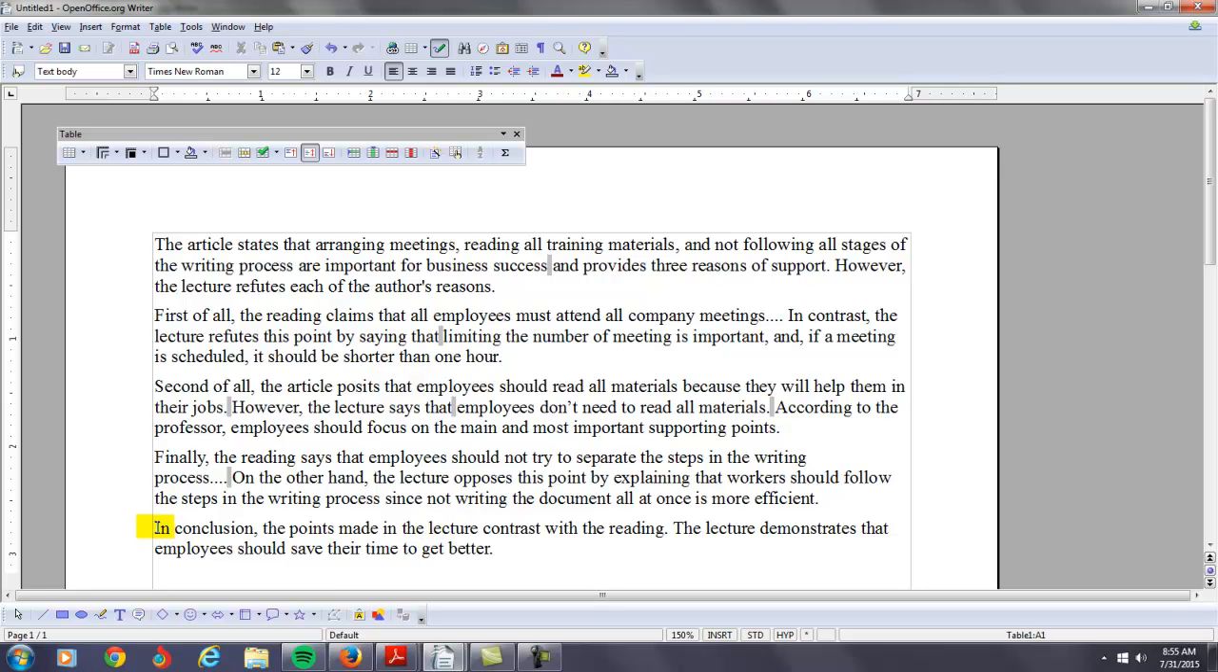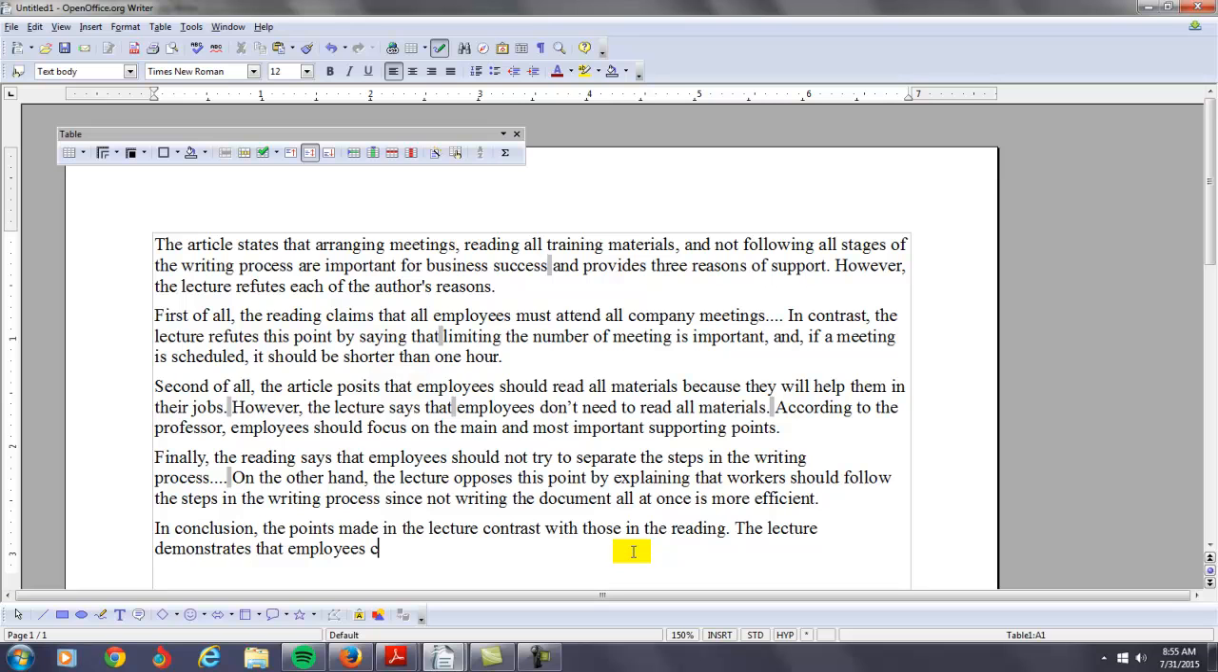So let's look at your conclusion. In conclusion, the points made in the lecture contrast with, I'm going to say here, with those in the reading. So those refers back to what you've said here, points. The lecture demonstrates that employees should save their time to get better. No, that does not work very well.